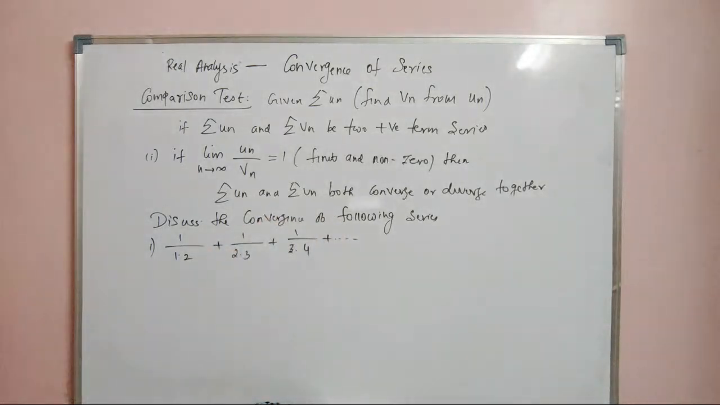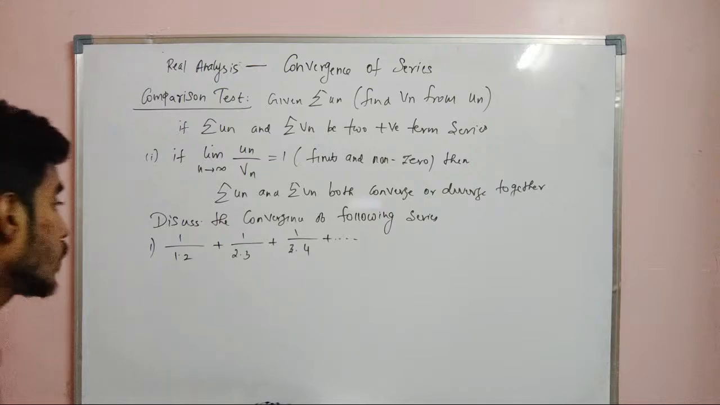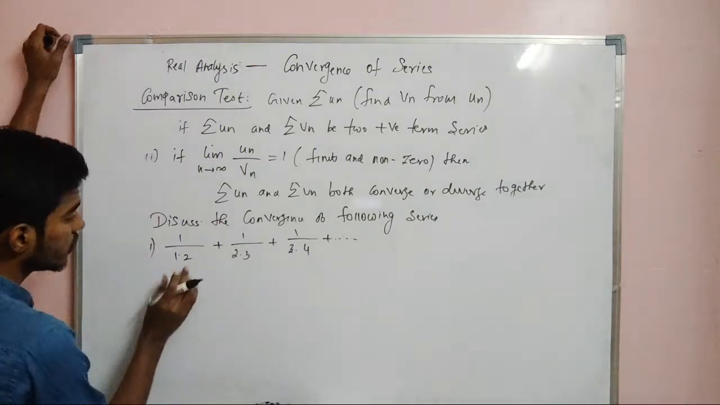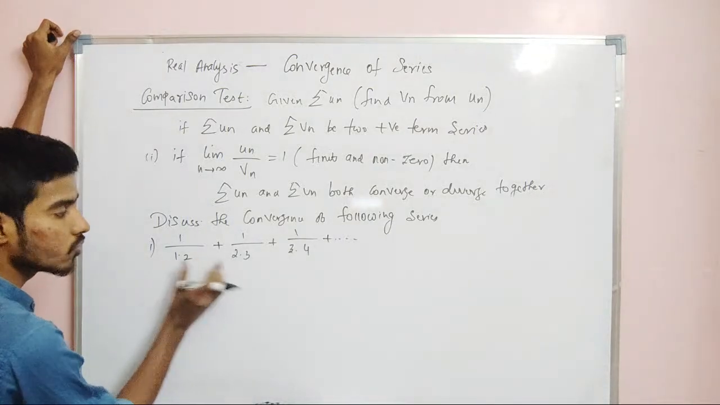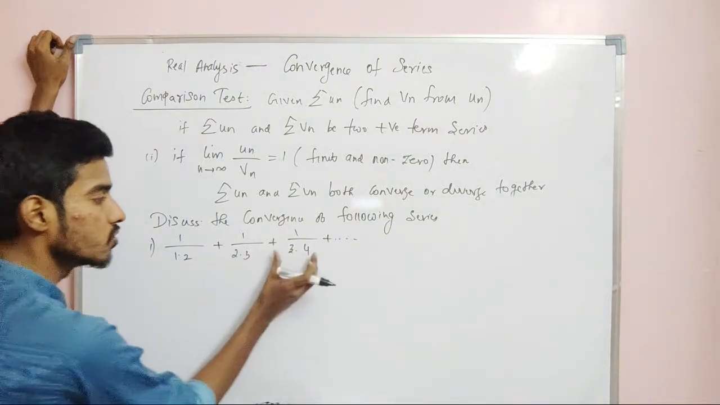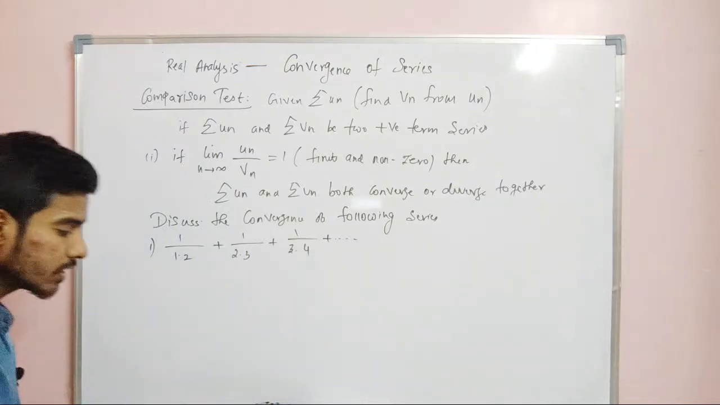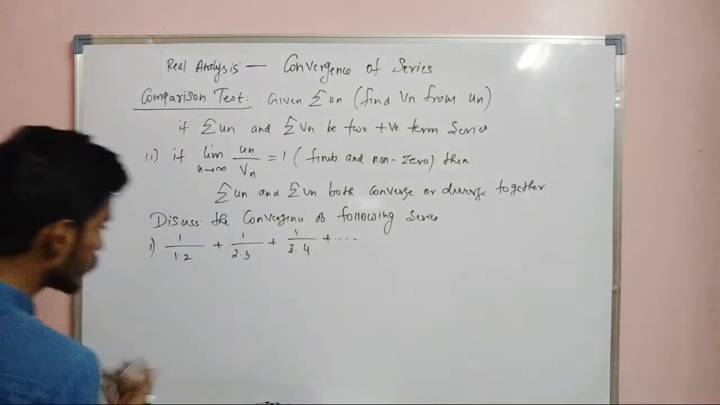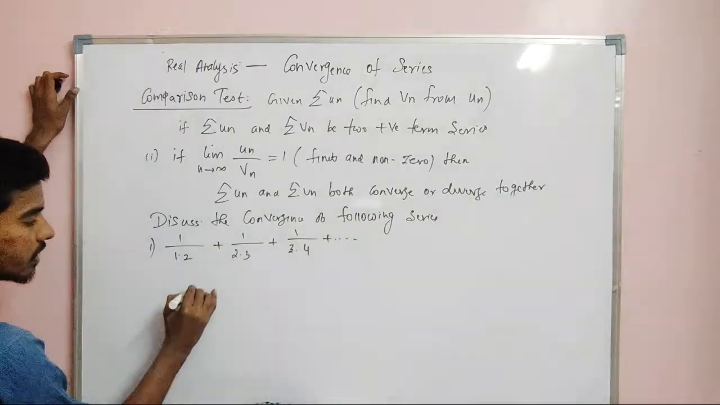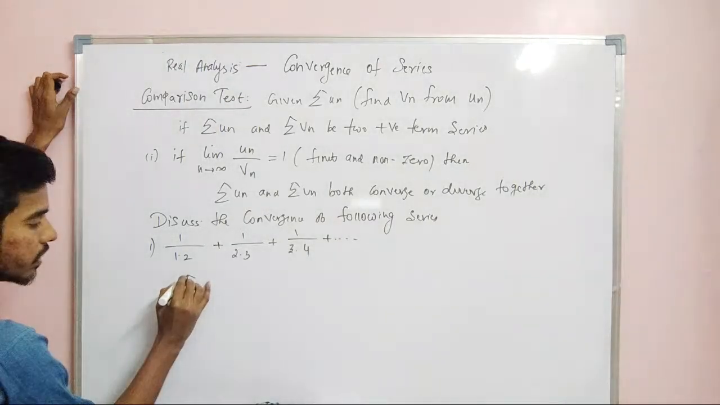Now whenever the series is given, first you have to write the nth term. So what is the nth term? You can see this is the term for n is equal to 1, this is the term for n is equal to 2, this is the term for n is equal to 3 and so on. Now you just have to find summation Un, right? So what is our Un?